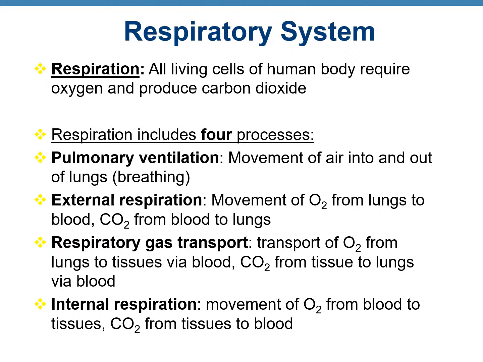The third step is respiratory gas transport. This is simply the transport of oxygen and carbon dioxide in the body via blood. The fourth and the last step is internal respiration. This is movement of oxygen from the blood vessels into the tissues and carbon dioxide in the opposite direction. That means from tissues into blood. So oxygen and carbon dioxide are always moving in opposite directions.